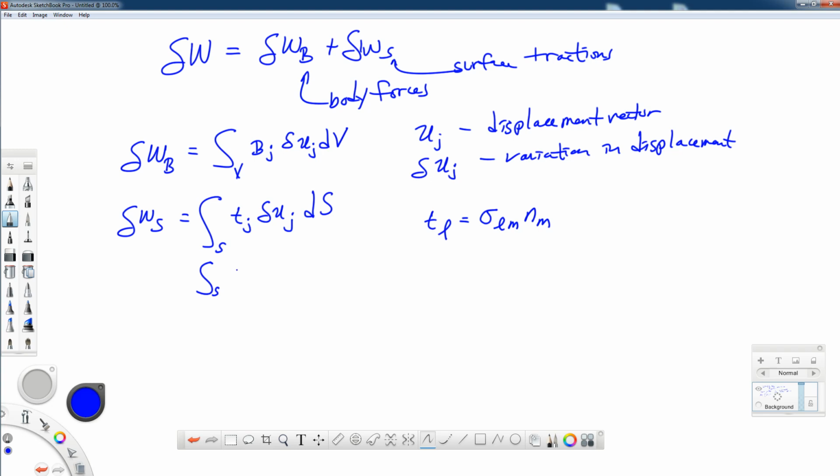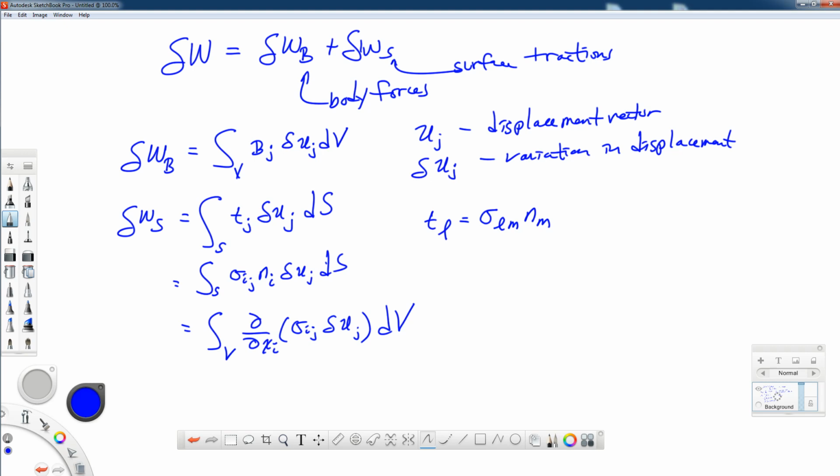So in this particular case, I'm going to replace this T sub j with sigma ij n sub i, variation in Uj. And by the use of the divergence theorem, we can replace this as a volume integral. The partial with respect to xi of this quantity sigma ij, variation uj dV. The stress tensor being symmetric, I can write it with the n sub i.